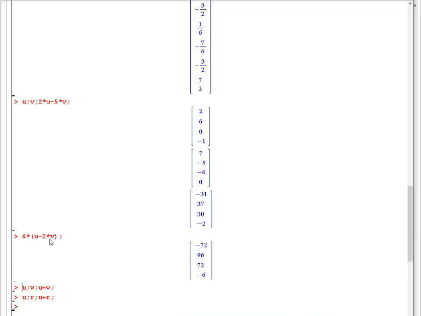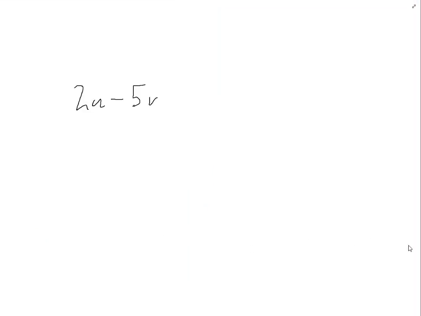So this is U take away 2V, and then multiply the answer by 6. So you can do all that sort of stuff, so it's quite straightforward.